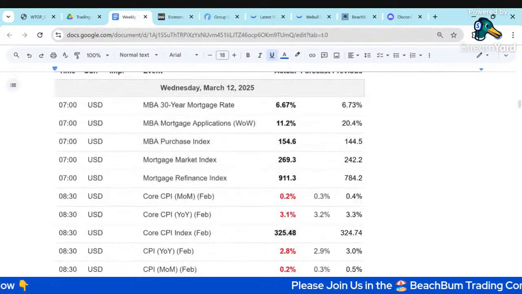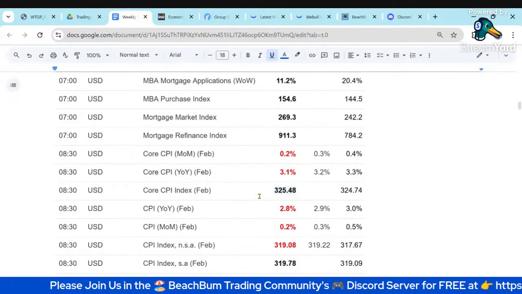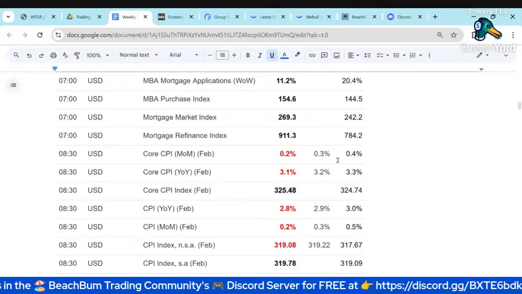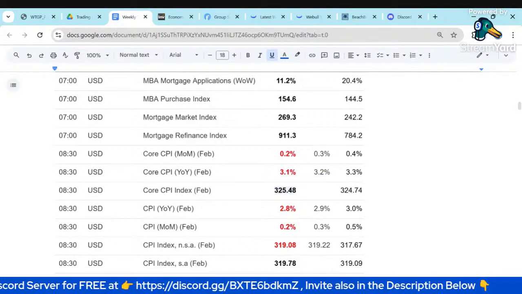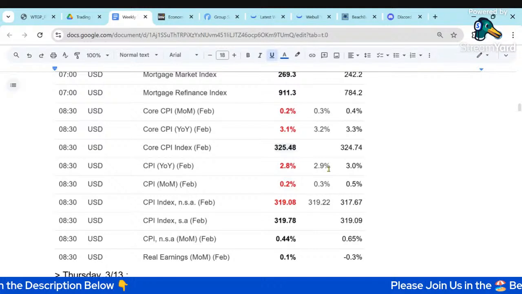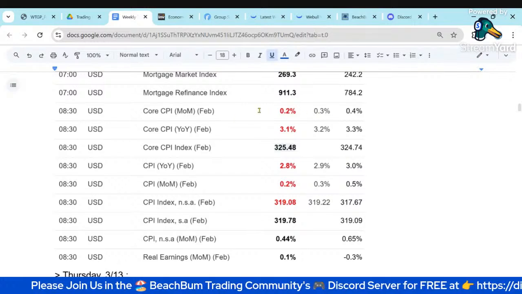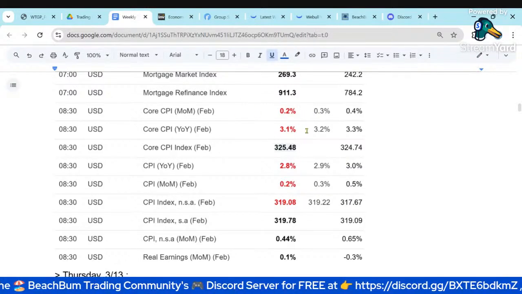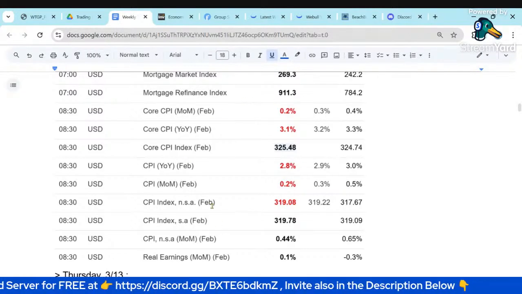And we got CPI data, slightly lighter than expected, so that's positive for the inflation curve. So core CPI was only 0.2 versus 0.3 expected. Year on year, 3.1 versus 3.2 expected. Headline CPI month on month, 0.2 versus 0.3 expected. Year on year, 2.8 versus 2.9. So the Fed would like that downturn in CPI, particularly core CPI. It's still above their 2% target significantly, but again, heading in the right direction. So that's a positive for the Fed.